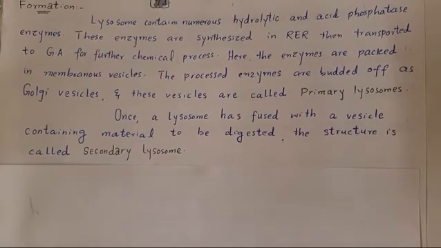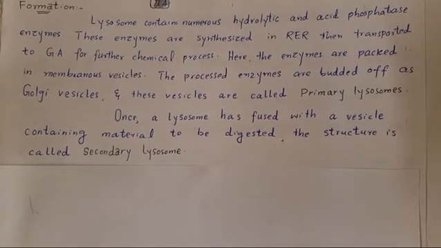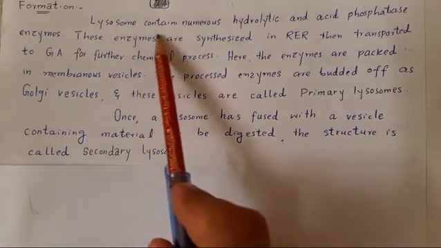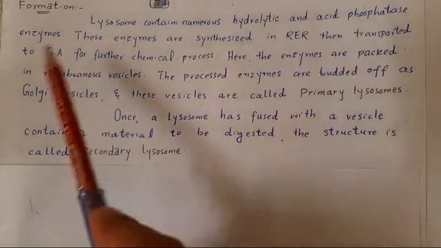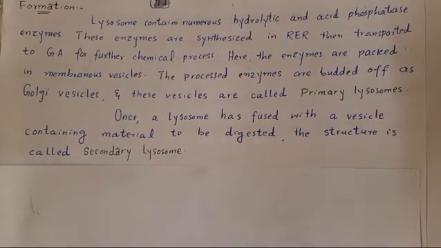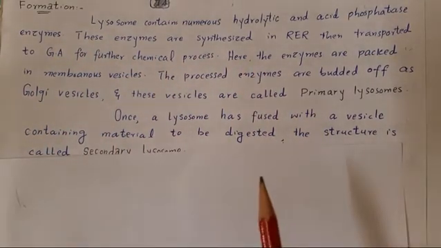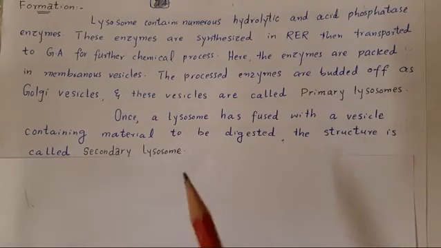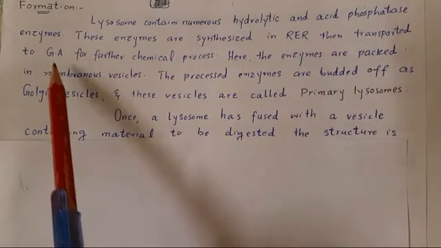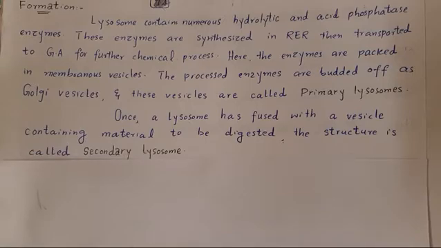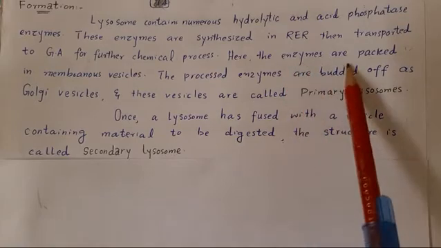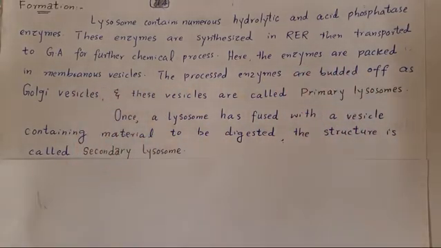Formation: how is lysosome formed? Lysosome contains numerous hydrolytic and acid phosphatase enzymes. These enzymes are synthesized in rough endoplasmic reticulum, then transported to Golgi bodies or Golgi apparatus for further chemical process. Here the enzymes are packed in membranous vesicles.